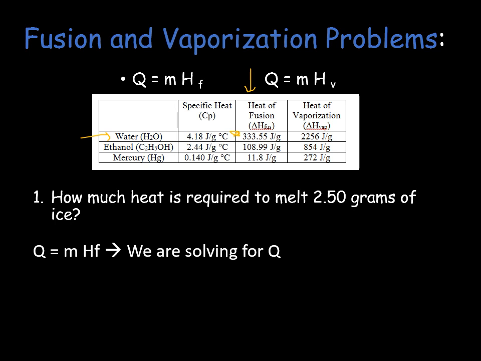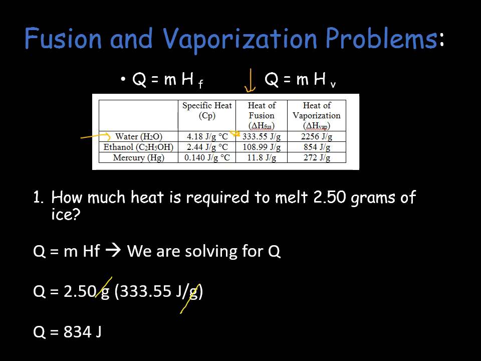Because this is asking us to melt, we're using heat of fusion. So the equation that we're going to use is Q equals mHf, and we are solving for Q. So all we have to do is plug in the numbers we have. Mass is grams, that's 2.5. And then our Hf is this 333.55 joules per gram. Grams will cancel. And we plug that into our calculator, and we get 834 joules.